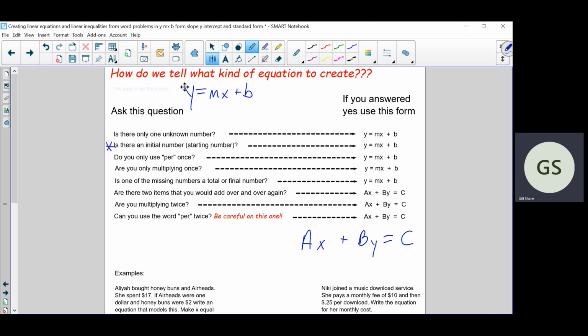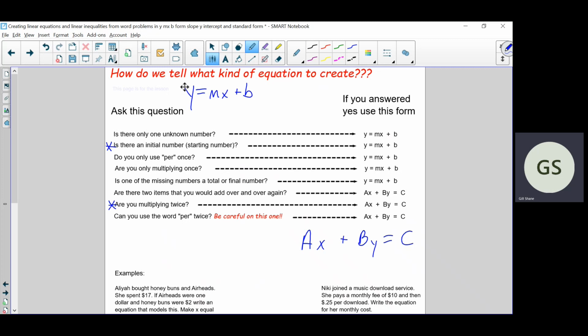Let's say you read the problem and you're still not sure. I think this question is the next best question after that, second to last: are you multiplying twice? For example, we did a problem, if you were here, from this packet, about selling t-shirts and shorts. The t-shirts were $4.50, shorts were $6.